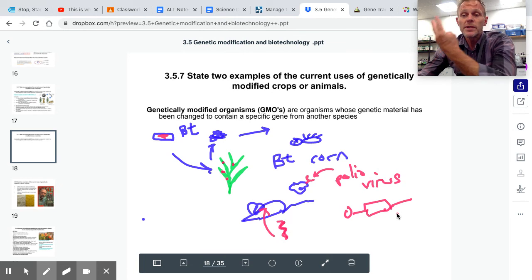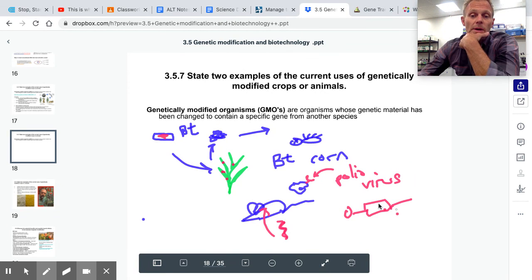So those are two examples. So it's BT corn and also mice that can contract polio.